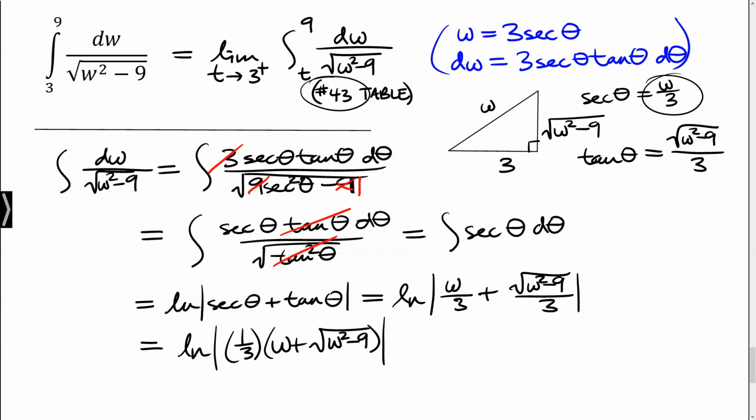When you're anti-differentiating and you get just a natural log of something, because antiderivatives are only determined up to a constant, the product rule for natural logs, or for any logs really, you can break apart that product. So really what we have here is natural log of 1/3 plus a natural log of the w plus square root w squared minus 9. But natural log of 1/3 is just a constant. And we're finding antiderivative, it's only determined up to a constant, right? It's plus c. So we can just ignore that 1/3.